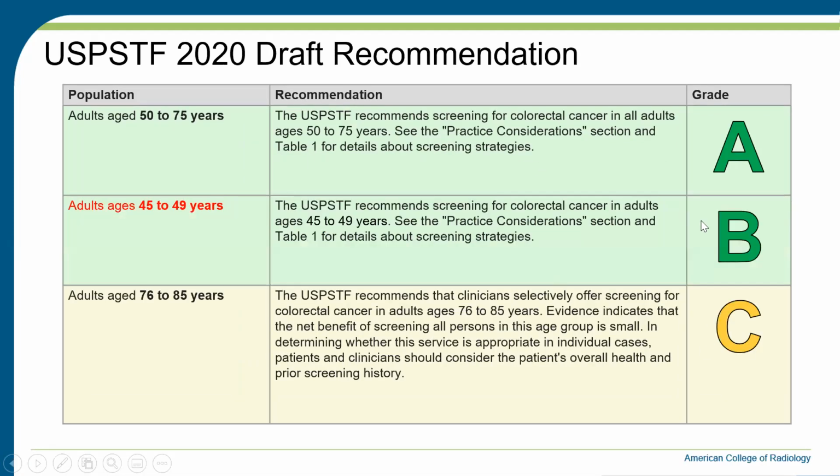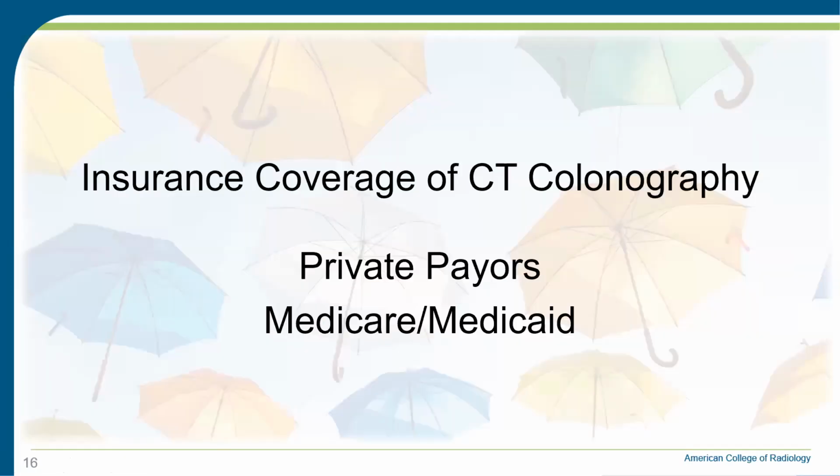On the next slide, you can see the draft recommendations that were released last year, which I anticipate will get finalized at some point this year. It now includes a grade B rating for those between the ages of 45 and 50. So this hopefully will also confirm what the American Cancer Society recommended, and recommend screening for those under the age of 50 as well with a grade B. And similarly, the same recommendations for patients older than 75.